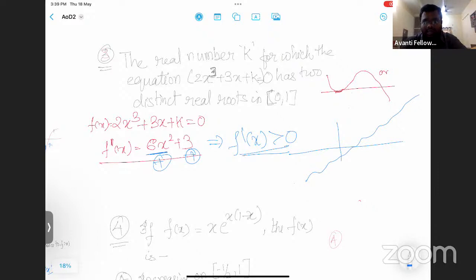If a function is an increasing function, please tell me how many times the function will cut the x-axis. Obviously once only. So if it is cutting the x-axis only once, how many distinct roots are we getting? Forget about distinct roots, we are getting only a single root. So the answer to this question is no values of k. For no values of k does there exist two distinct roots of the given equation, because it's a monotonically increasing function, and hence there will be at most only one root.